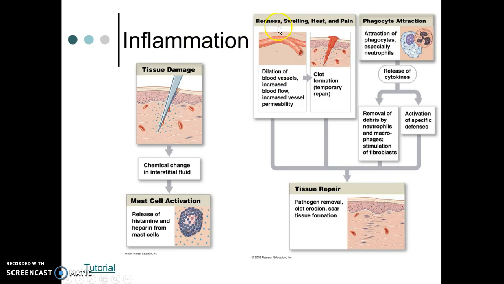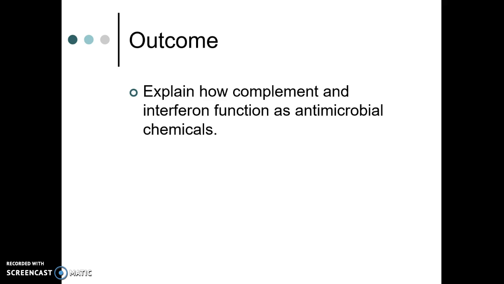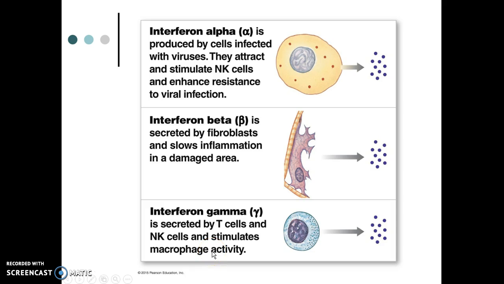We also have, when we move on, antimicrobial agents. These are going to be chemicals, and the first one we're going to look at is interferons. We're going to explain how both complement and interferon function as antimicrobial agents. Interferon is released by activated lymphocytes, macrophages, and viral infected cells. And what these interferons do is they bind to the surface of a normal cell. And we're going to specifically look at interferon alpha for right now.